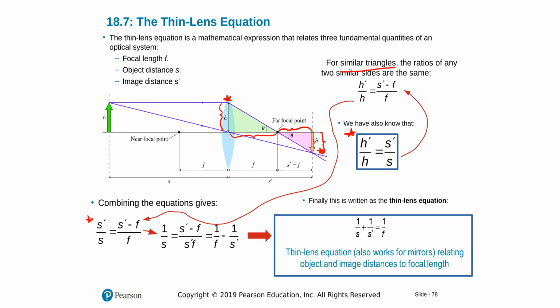Working it out and sorting it out, we will have our thin lens equation: 1 over S plus 1 over S prime is equal to 1 over F. Although this is called the thin lens equation, it also works for mirrors. So I can also use this to find the exact distances of objects, images, or focal points, depending on what value I know, for mirrors as well.